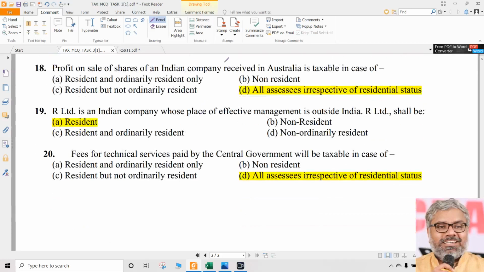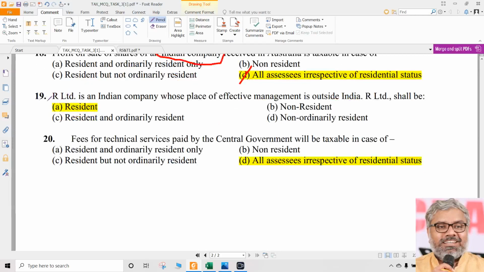Then profit on sale of shares of an Indian company. Indian company, of course taxable in case of all assessees irrespective of residential status, because the sale of shares of an Indian company means it is an asset which is related to India, asset situated in India. Where it is received, where it is accrued, doesn't matter. When the asset which is being sold is located in India, automatically that is considered as if the income is deemed to accrue or arise in India. So that will be taxable in respect of all assessees, irrespective of residential status.